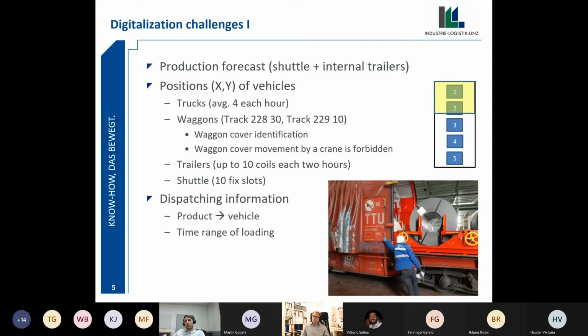We also need to know some dispatching information, so which product has to be loaded on which vehicle, and the time range of loading. So we need to know when it's possible to load the coil on the vehicle, and also when we have to do the loading. We don't have the time to let a vehicle stay too long in our warehouse.